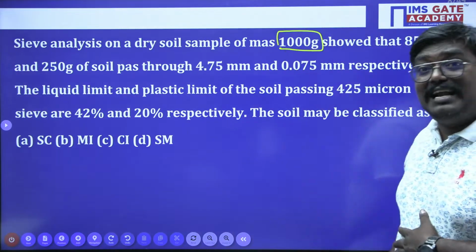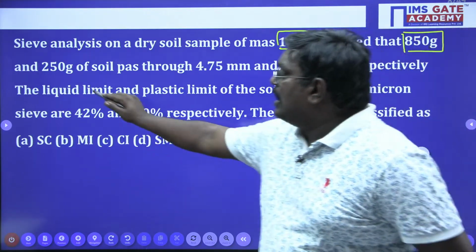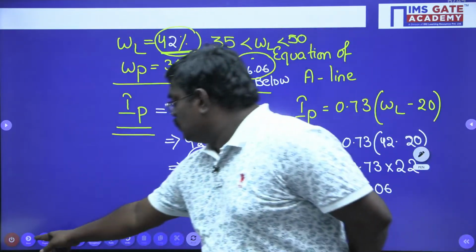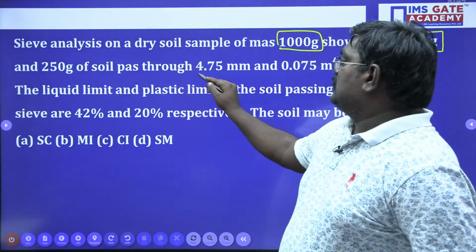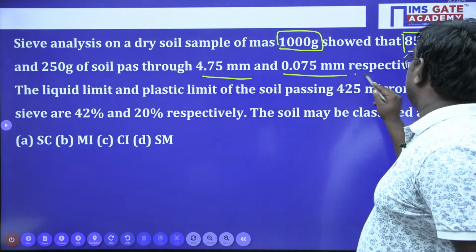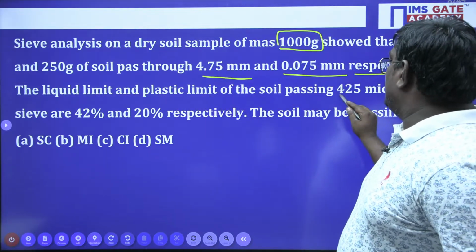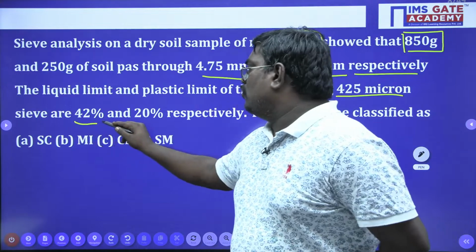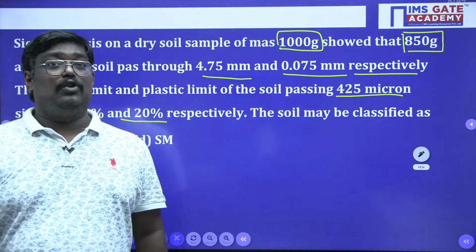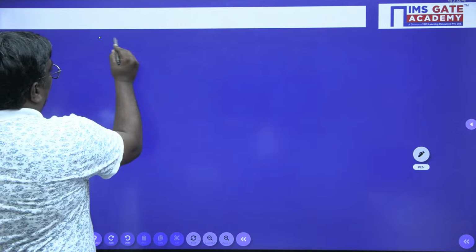Out of 1000 grams, 850 grams and 250 grams were passing through 4.75 mm and 0.075 mm respectively. The liquid limit and plastic limit of the soil passing through 425 micron are 42% and 20%. Now this is a very beautiful question, student. So here we have the total weight, how much?